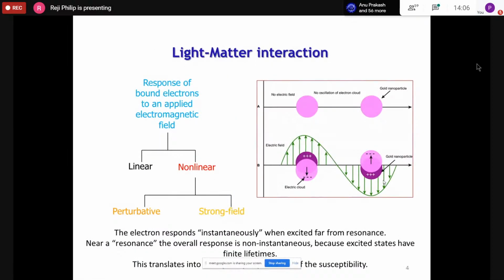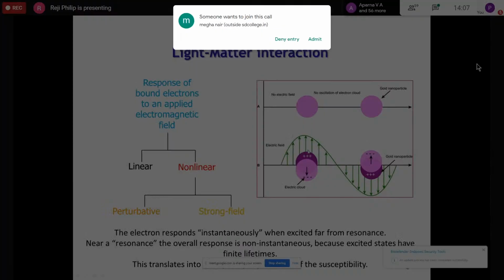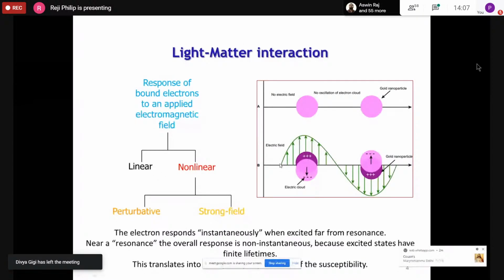Now, the interaction of light with matter is basically the interaction of electromagnetic radiation with electrons. So we have to think about the bound electrons in any atomic or molecular system. In this particular example, we are talking about metal nanoparticles. So this is a good example. That's why I selected this.